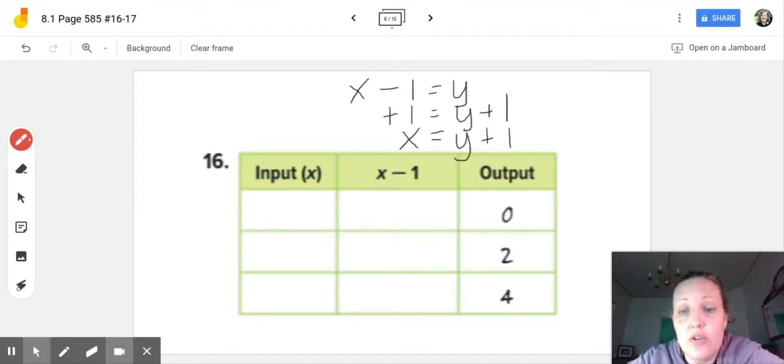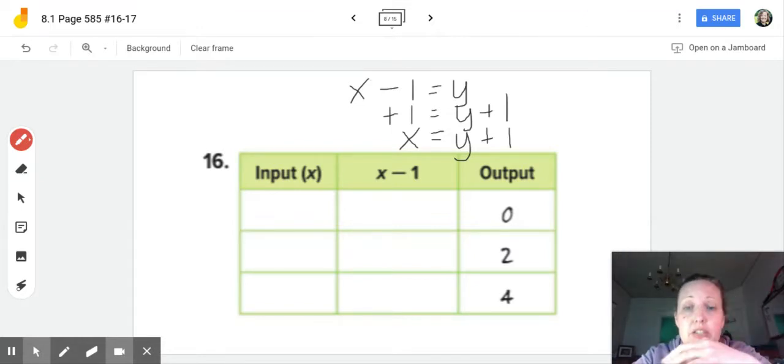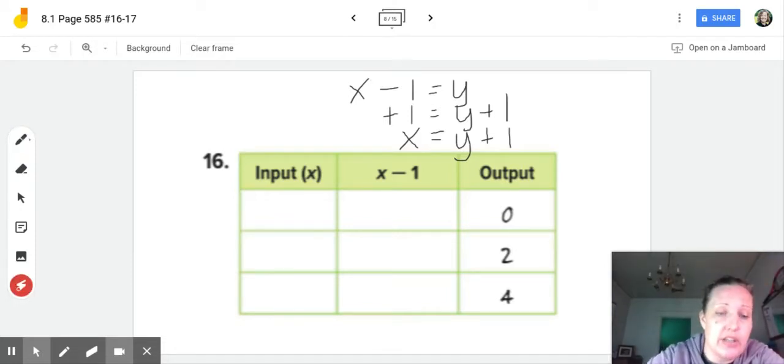And I wanted to show you for this problem, you're given an output here and then a function, which is x minus 1, and you're supposed to determine the input. One way to do that is to use inverse operations. And I'm showing it to you here.